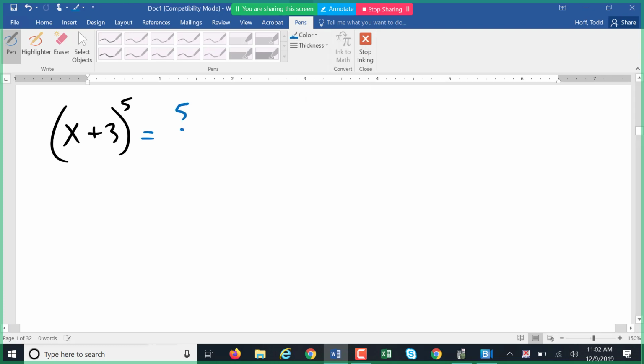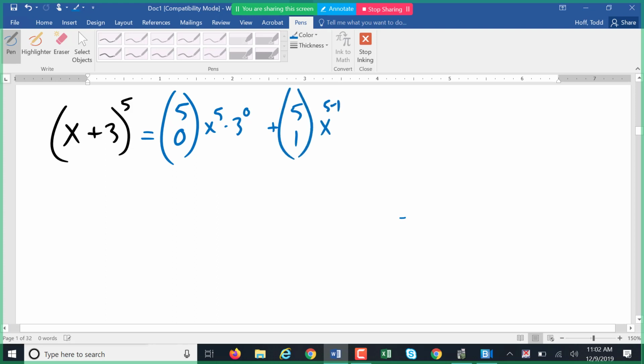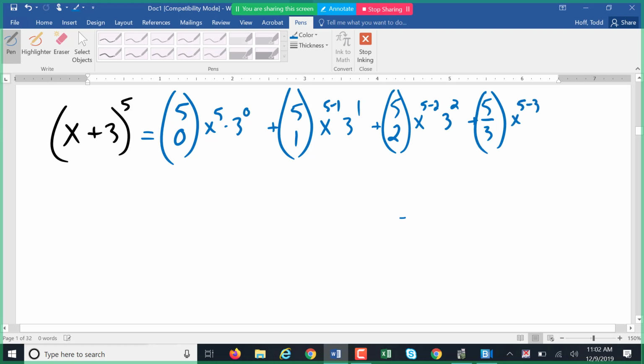So our first term is going to be 5 choose 0 of x to the power of 5 times 3 to the power of 0. Second term, 5 choose 1 of x to the power 5 minus 1, which is just 4, and 3 to the power of 1. Plus 5 choose 2 of x to the power of 5 minus 2 and 3 to the power of 2. Plus 5 choose 3 of x to the power of 5 minus 3 times 3 to the power of 3.